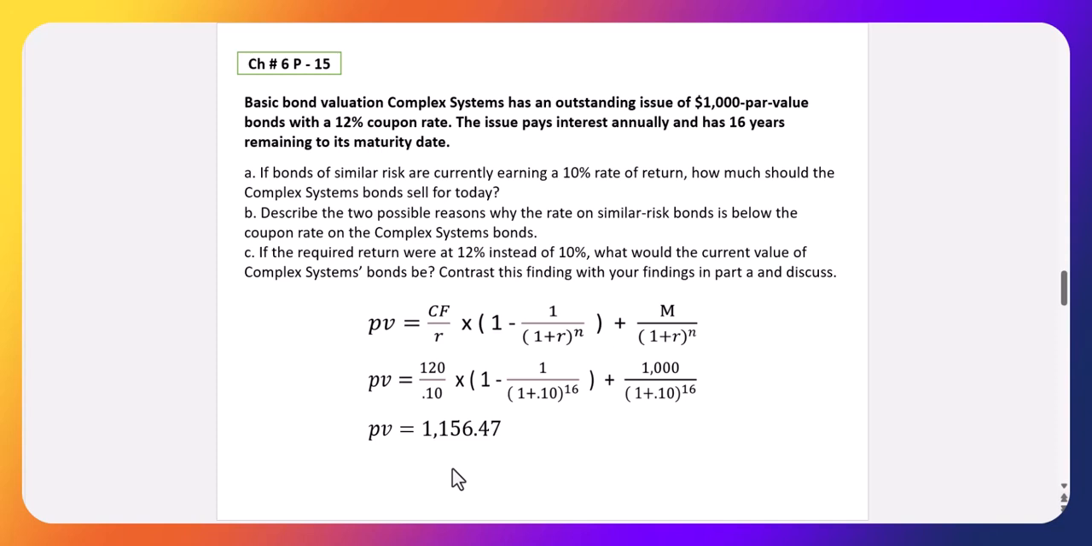$1,156.47. What that means is that a bond today is paying 10%. I hold a bond that's paying 12%. What's valued more, a bond at 10% or a bond at 12%? Well, my bond at 12% pays more interest and therefore is valued higher. And that is why this bond is selling at a premium above par, above the $1,000.